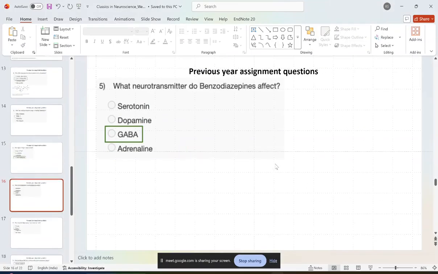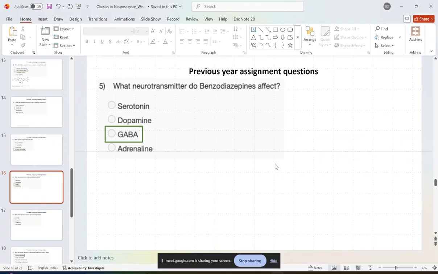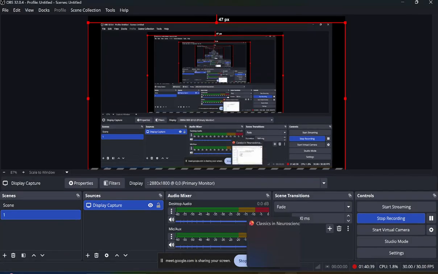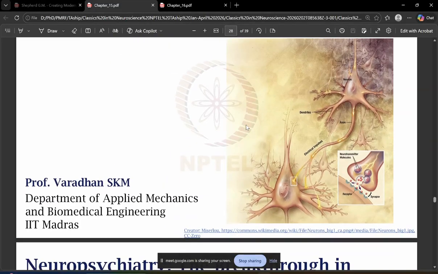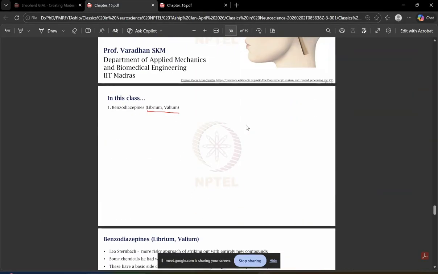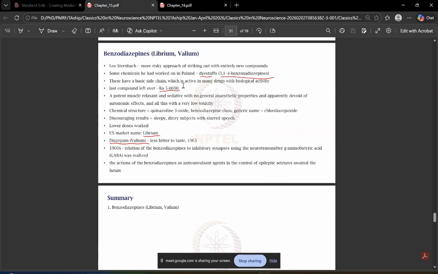Next question. What neurotransmitter do benzodiazepines affect? So again, what are benzodiazepines and what do they do?